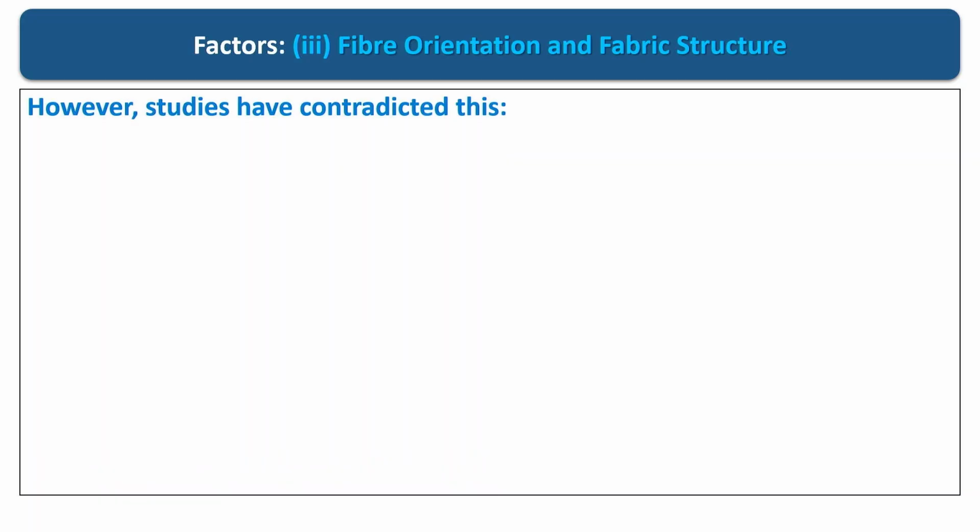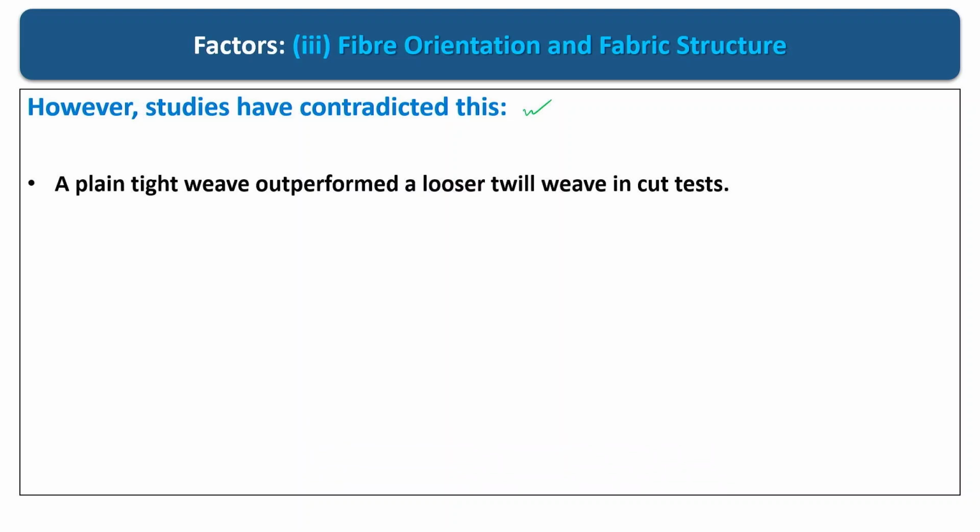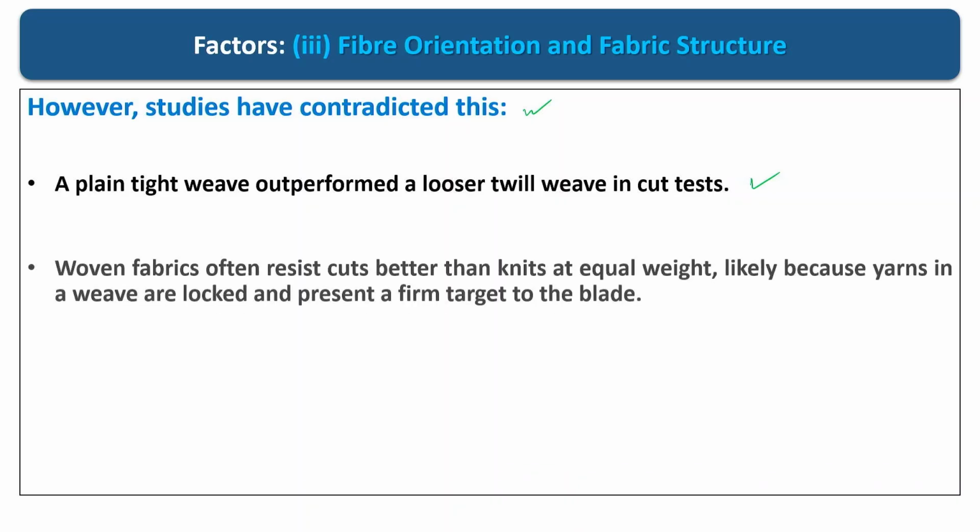However, studies have contradicted this also. So, loose structure sometimes, this is the one hypothesis, but the studies say that loose structure gives a lower cut resistance. A plain tight weave outperforms a loose twill weave in cut test. So, that is why it is recommended that tight weave fabric should be used.